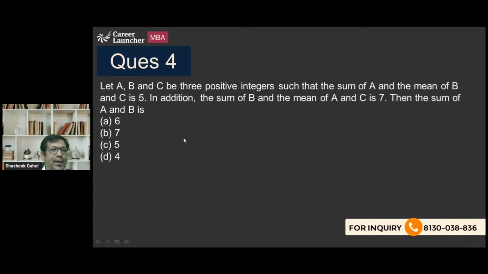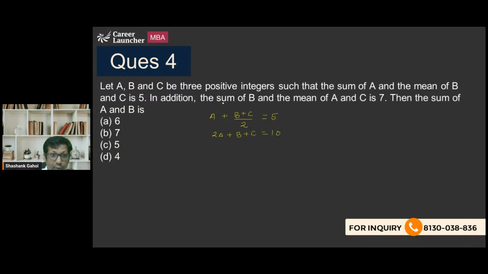What does it say? It says that A, B, C are three positive integers such that the sum of A and the mean of B and C is 5. So the sum of A and the mean of B and C. So the mean of B and C is (B plus C) divided by 2, and that is equal to 5. So from here I am going to get 2A plus B plus C, and that is equal to 10.